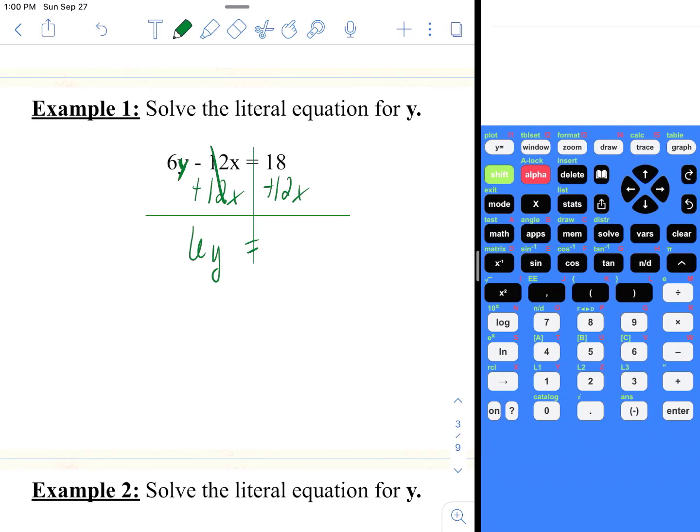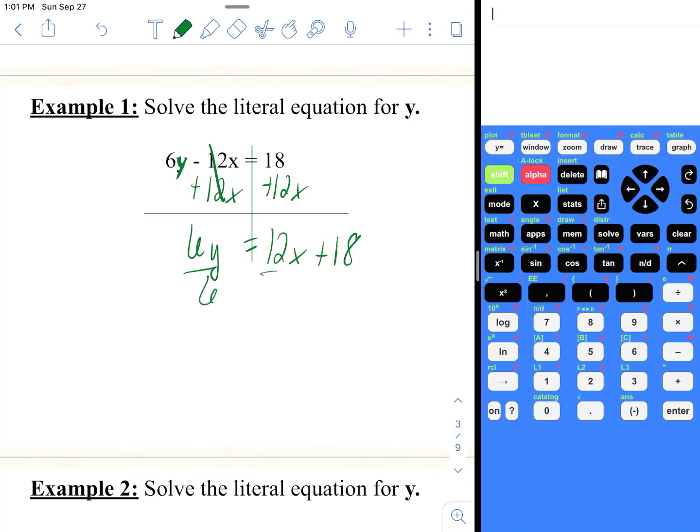Now normally we would combine these, but 12 has a variable with it, so these are not like terms. So what we're going to do is we're just going to write them next to each other. This is 12x, and I'm going to write plus 18 because it's a positive 18. 6y equals 12x plus 18. We need to move 6 to the other side. In order to do that, we're going to divide by 6 on both sides.